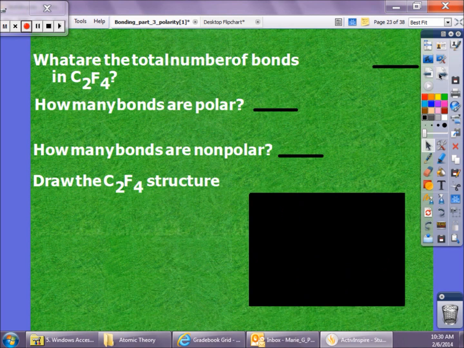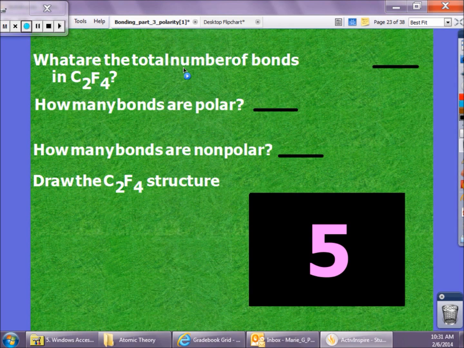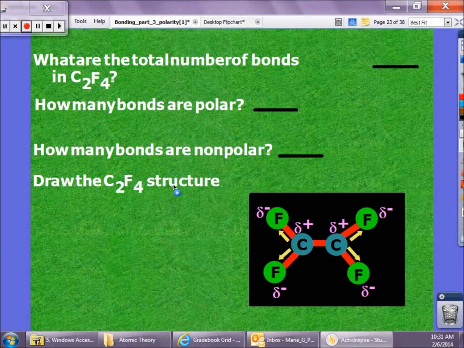Okay. Let's see how you would draw this. What are the total number of bonds in C2F4? Who can tell me? Say that again. Let's see if you are right. Great job, and thank you for participating. How many bonds are polar from those bonds? 4 are polar. Let's see. You are right. And which one is non-polar? Between the carbon and carbon is non-polar. And draw the structure. This is the way you should have it. But something is missing here. What is missing here?